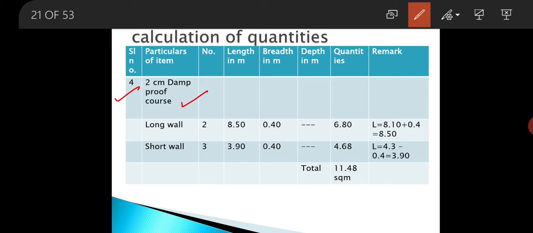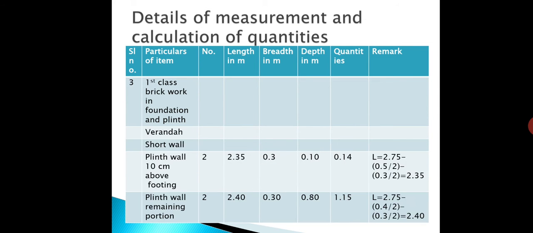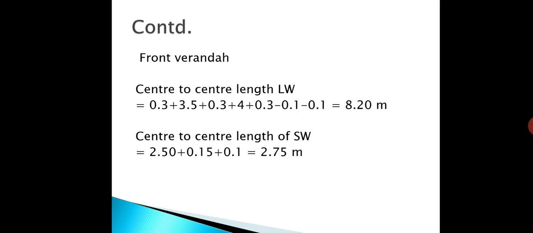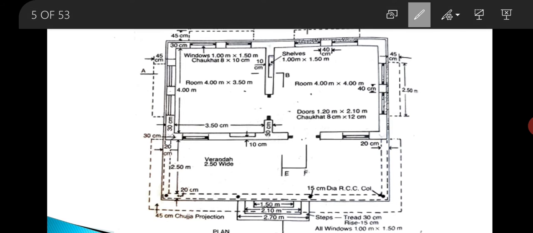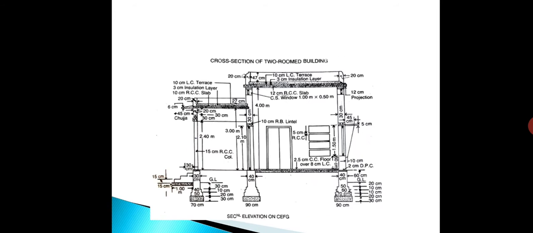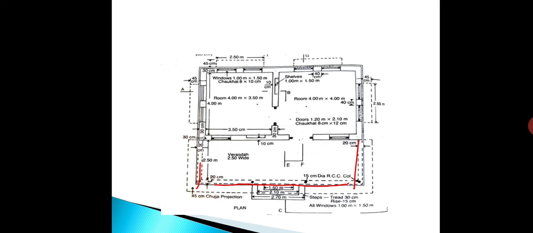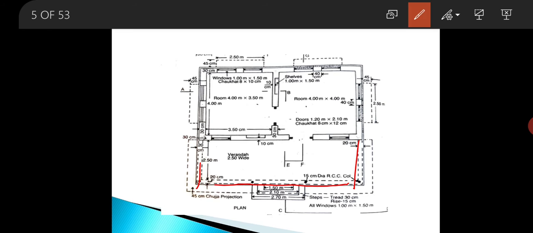As you can see, it is not provided in case of your veranda. As in case of veranda, you can see here there is no superstructure wall. Therefore, it is not provided in the veranda. So this will be provided under the long wall and short wall of the room. First we will go for the calculation of long walls.